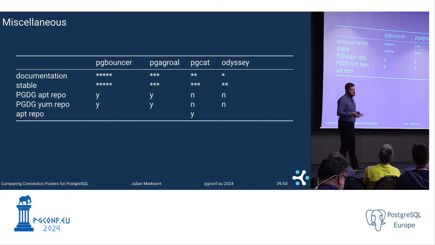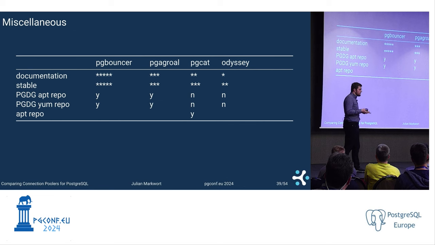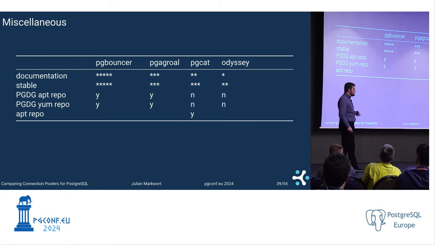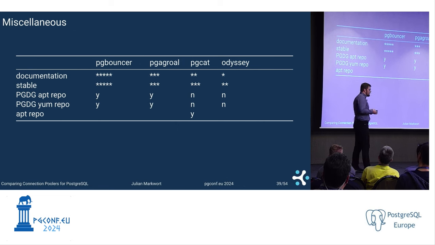But there are also differences in the amount of explanation that goes into the configuration files. And this is something that pgagroal is still a bit better at than pgcat and odyssey, I would say. But this is very, very subjective. It's probably the case that as soon as you start using the tool, you will get more into the flow of using it, understanding how to configure certain things.